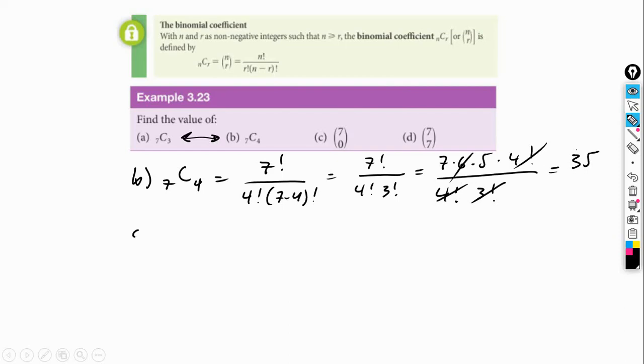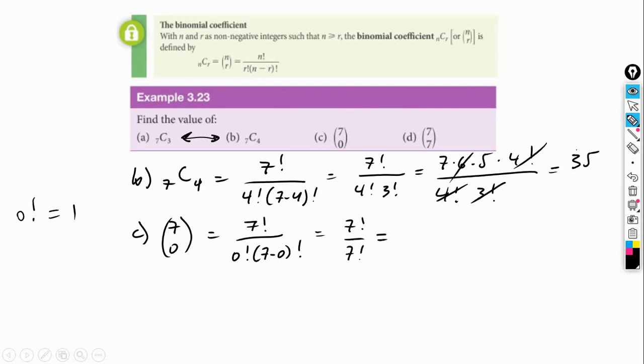Let's take a look at C. So for C, we have 7 and 0, right? So we have to do the combination with these. So this is going to be 7 factorial over 0 factorial times (7 minus 0) factorial. Now, one thing we have to be clear about is that 0 factorial is equal to 1, not equal to 0. Some people confuse that, but this is equal to 1. So notice that this is the same as 7 factorial over 7 factorial, and this is simply going to be 1.